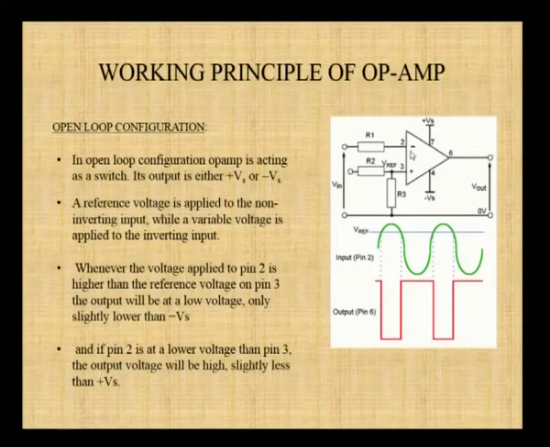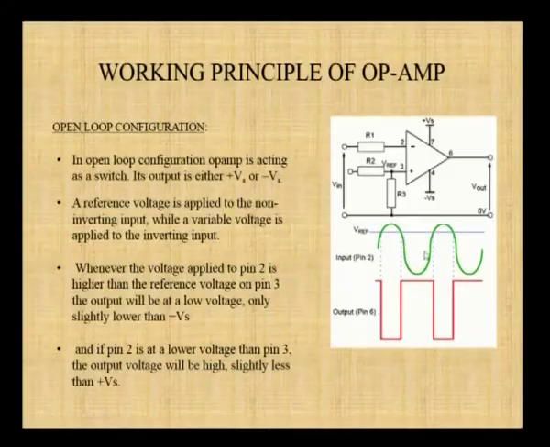In this open loop configuration, the output is plus V saturation or minus V saturation, and so this circuit is called a switch. Either it is in the on state or the off state. The on state refers to the positive saturation value and the off state refers to the negative saturation value. So in open loop configuration, the operational amplifier acts as a switch, or you can call it a comparator circuit, because the input signal is compared with the reference voltage given to one of the terminals, and so the output makes a transition whenever the input signal intersects the reference voltage.